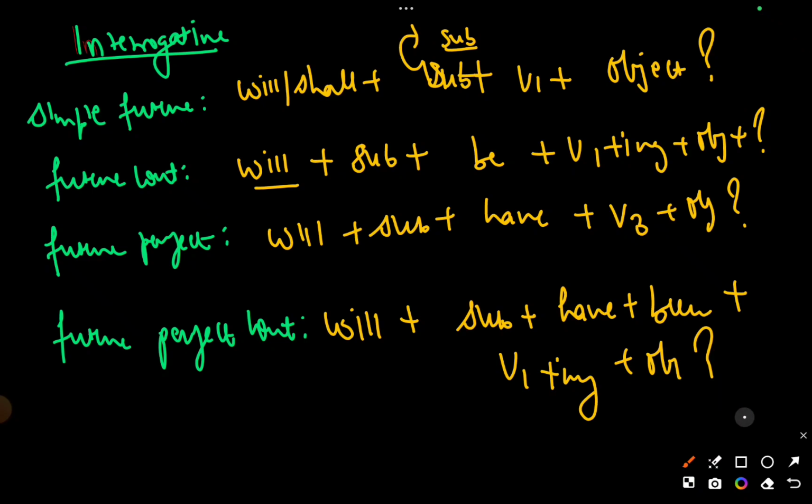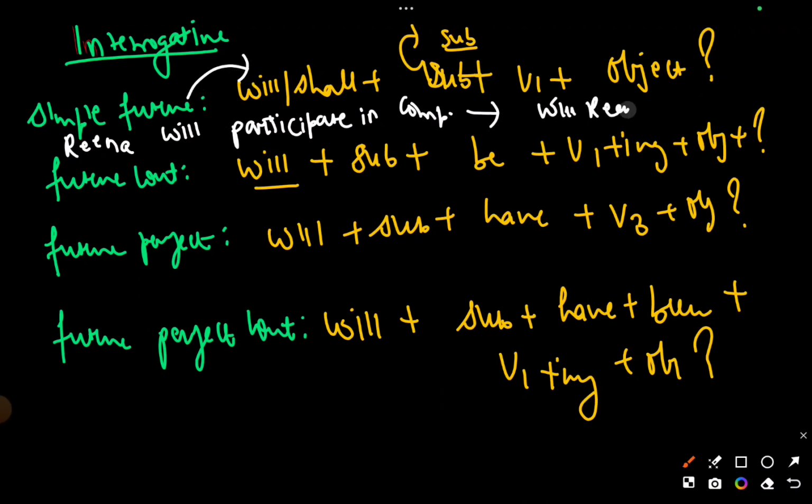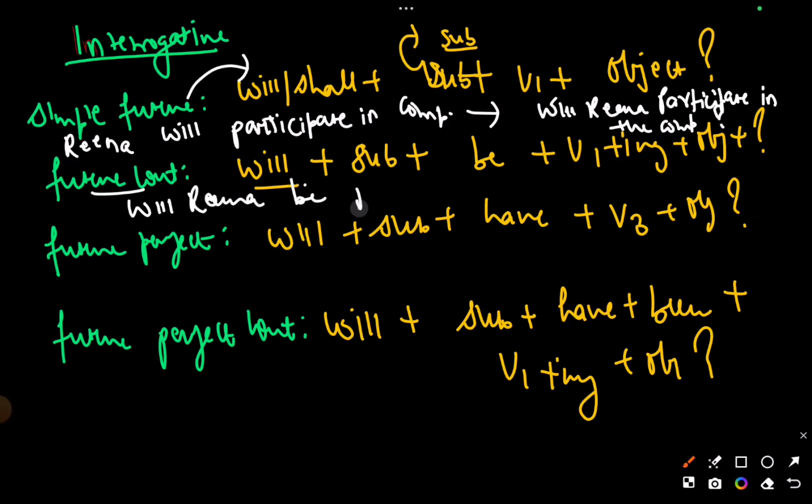Now let's see examples. Rina will participate in the competition. So this is the simple one, in assertive. If you make it interrogative: will Rina participate in the competition? At the end, question mark. In future continuous: will Rina be participating in the competition?